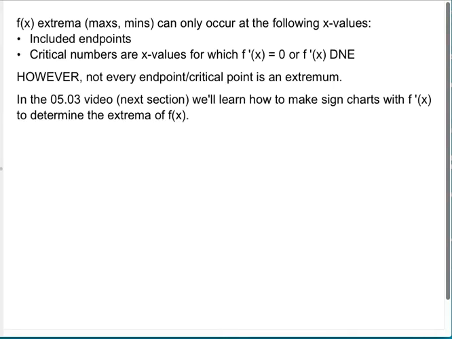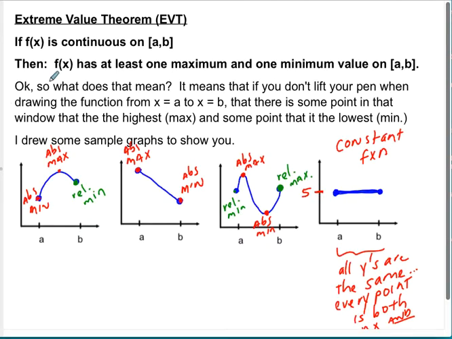All right, so f's extrema, meaning maxes and mins, can only occur at the following x values. Included endpoints. We can see that in this picture if we go back a second, right? See how that included endpoint, that closed dot, is a min, that closed dot is also a min. Here we have a closed dot that's a max and a min. Included endpoints mean that there are brackets and you actually have a closed dot at the end of the interval.